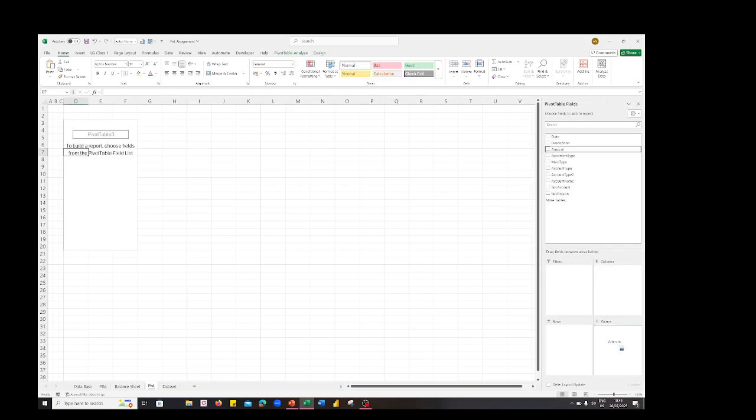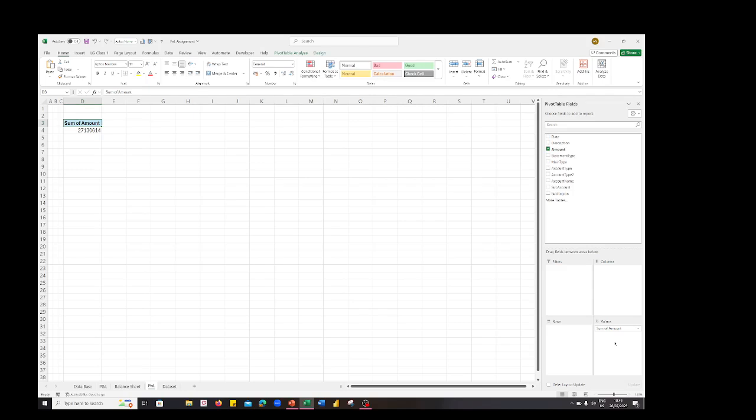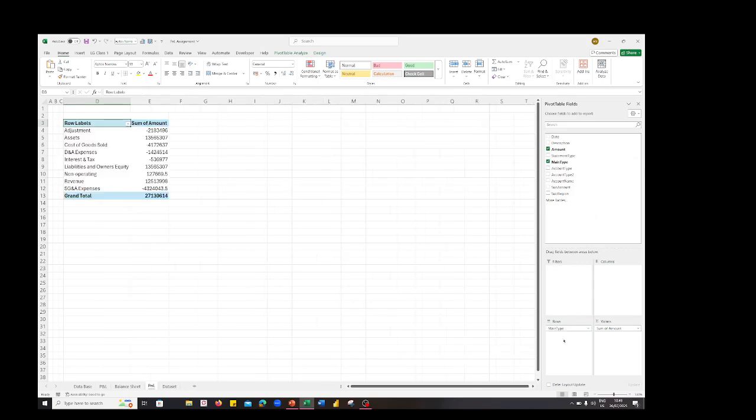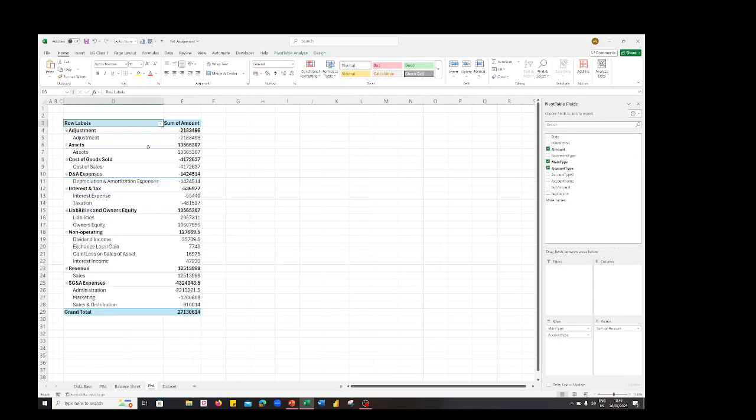Then our amount will be dragged to the values. The main type will come to rows because we want our profit and loss statement to show by rows. Then let's bring in our account type 2, so you can see it's giving us the result that we need.